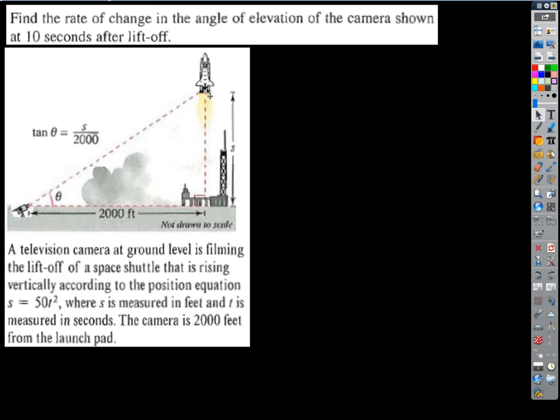So we've got this space shuttle being launched. We know that it's lifting off, and its height is given by the equation S equals 50t squared, where S is measured in feet and t is measured in seconds. The camera is 2,000 feet from the launch pad. We want to know the rate of change in the angle of elevation of the camera at 10 seconds after liftoff.